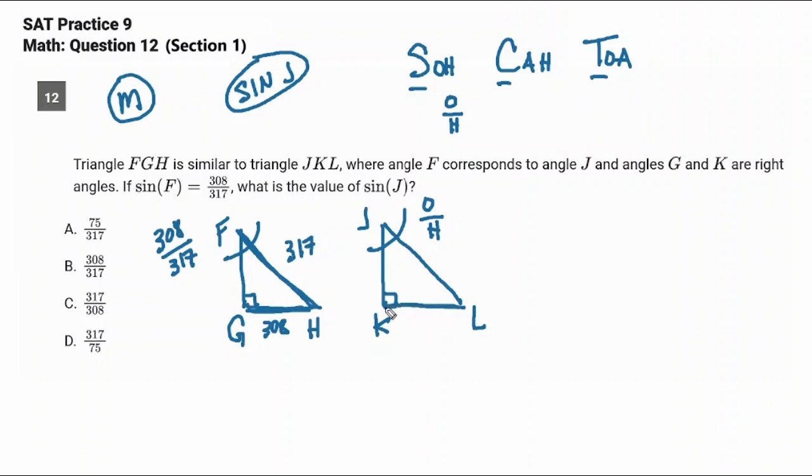I mean, look at the answer choices, but it's 308. Look at the hypotenuse here. What do you think that is? 317. So opposite over hypotenuse is 308 over 317. And guys, that is it. That's the answer. It's B. You can get this right real quick and move on.